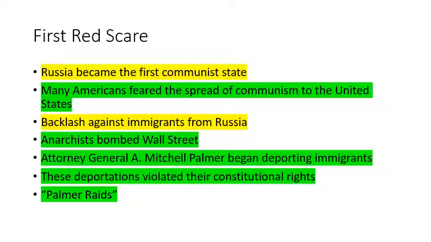The Red Scare. The first Red Scare. Russia became the first communist state in history due to the issues stemming from World War I and the Bolshevik Revolution. Many Americans feared that communism would spread to the United States. Backlash began to brew against immigrants from Russia. It didn't help that anarchists began delivering mail bombs and bombing Wall Street. Attorney General Mitchell Palmer began deporting immigrants. These deportations violated many constitutional rights and were known as the Palmer Raids.